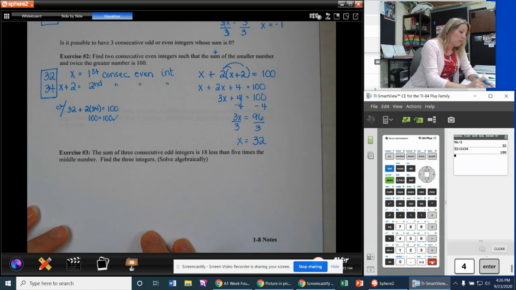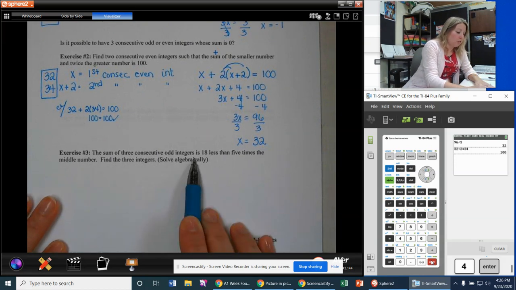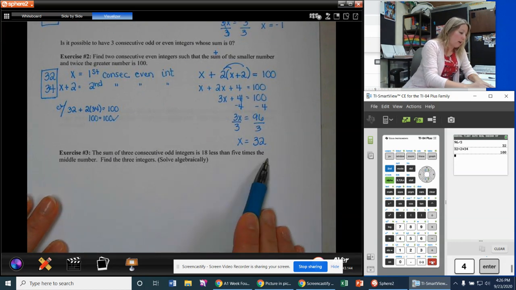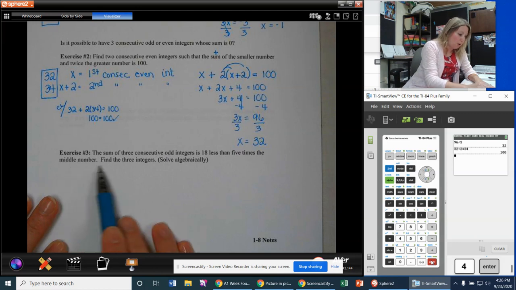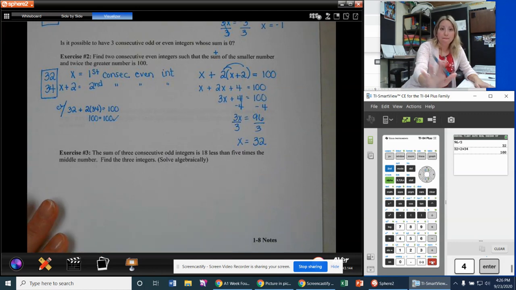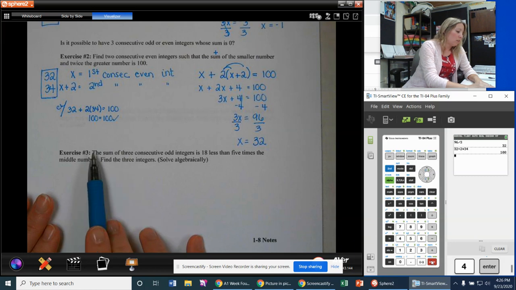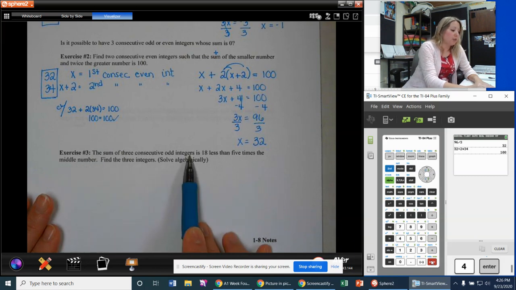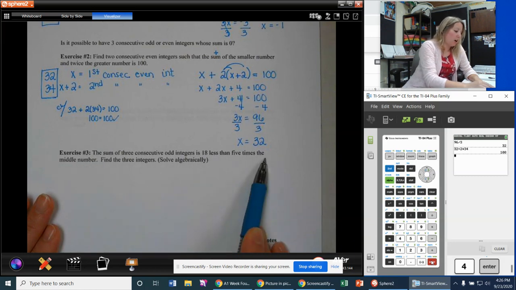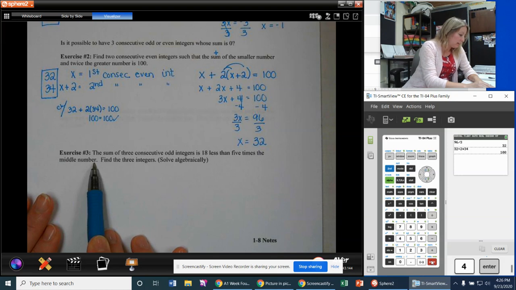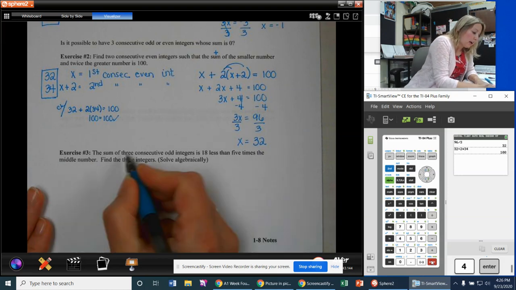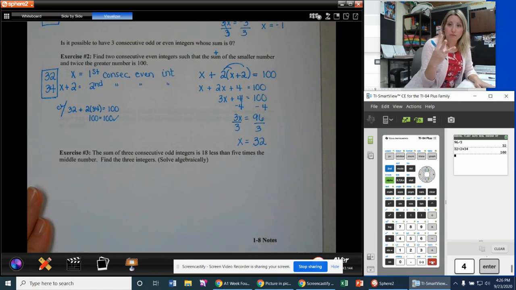Okay. The sum of 3 consecutive odd integers is 18 less than 5 times, whoa, 5 times the middle number. Wow. Okay, let me try this again. The sum of 3 consecutive odd integers is 18 less than 5 times the middle. Let statements for sure. Consecutive odd integers, and I need 3 of them.